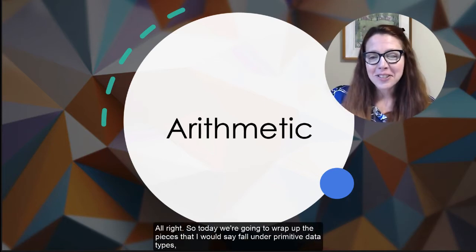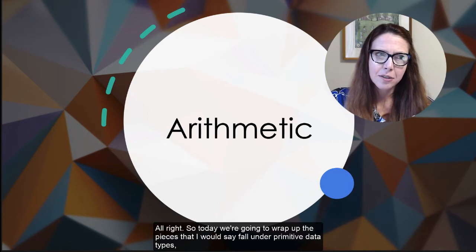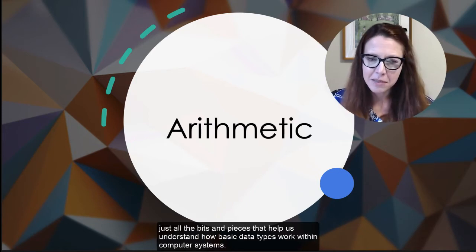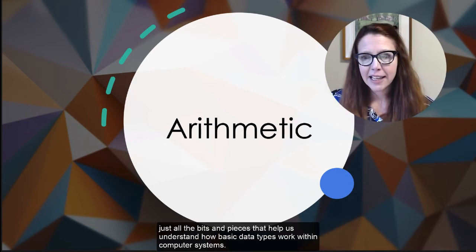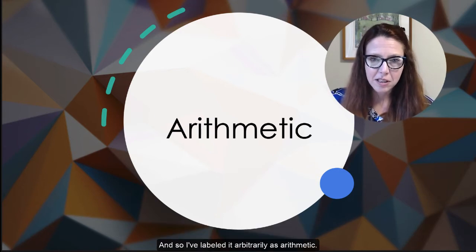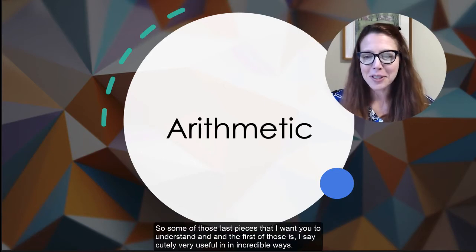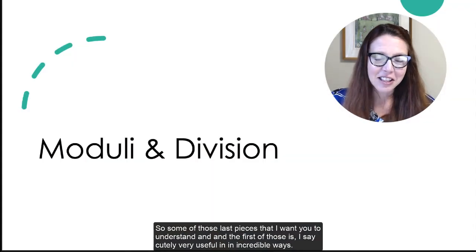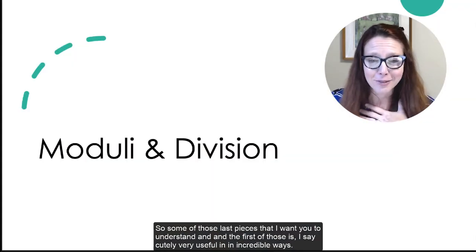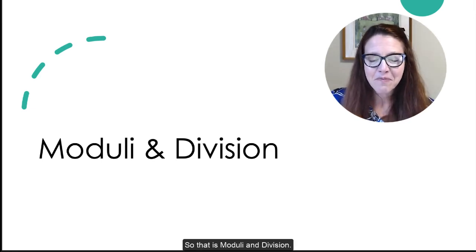All right, so today we're going to wrap up the pieces that I would say fall under primitive data types, just all the bits and pieces that help us understand how basic data types work within computer systems. And so I've labeled it arbitrarily as arithmetic. Some of those last pieces that I want you to understand, and the first of those is, I'd say, really very useful in incredible ways. So that is moduli and division.